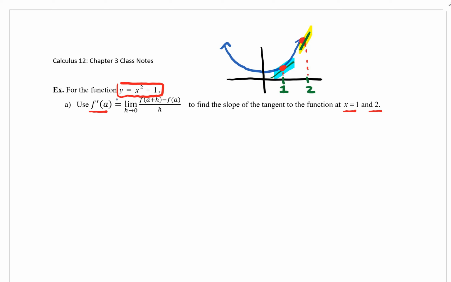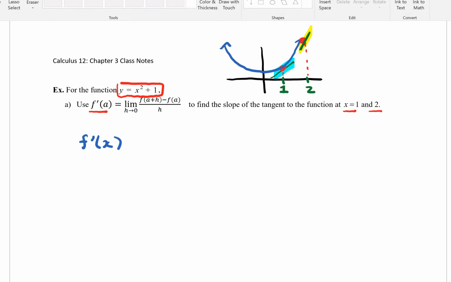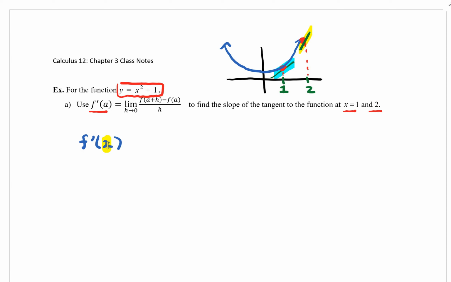Use f prime of a. Okay, well, basically what I'll do here is I'll just write this as f prime of x, because I'm not 100% sure. Let's just pretend we don't know where the x values are, even though we know it's x equals 1 and x equals 2. But this means find the derivative, and I can start off by writing the limit statement. This is the definition of the derivative here.